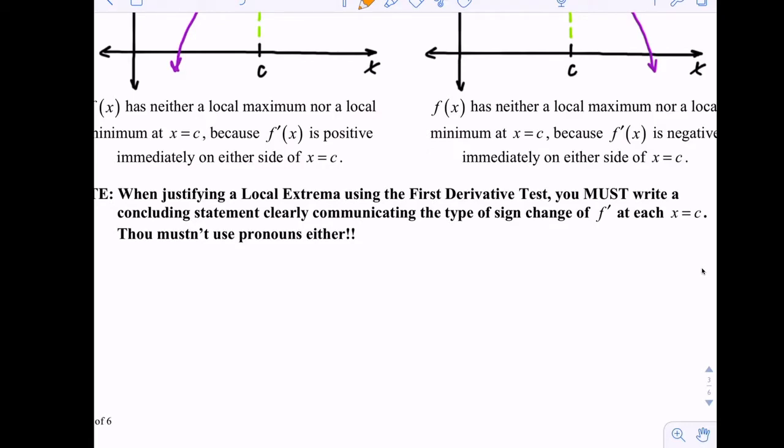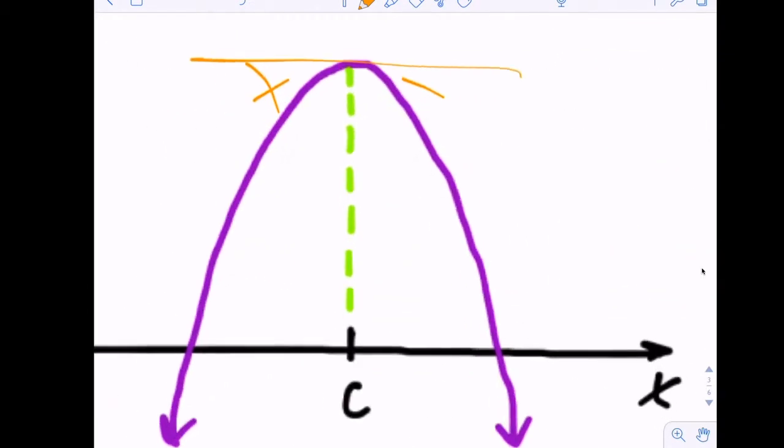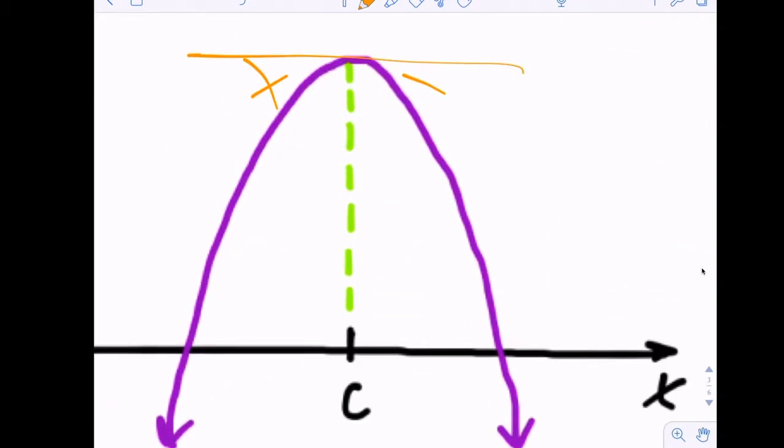You can't just say, for instance, f has a local max at c since f goes from increasing to decreasing at c. That wouldn't be wrong, but it's not using first derivative information. So rather than saying that, you would just say since f prime changes from positive to negative at x equals c. Okay?